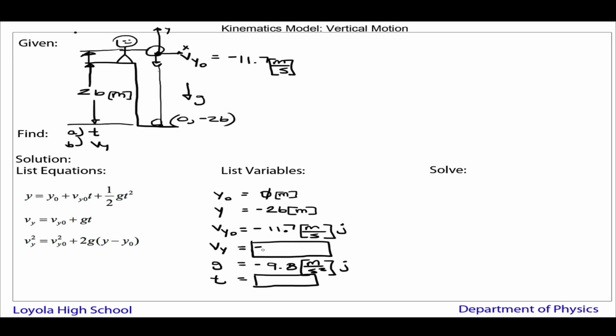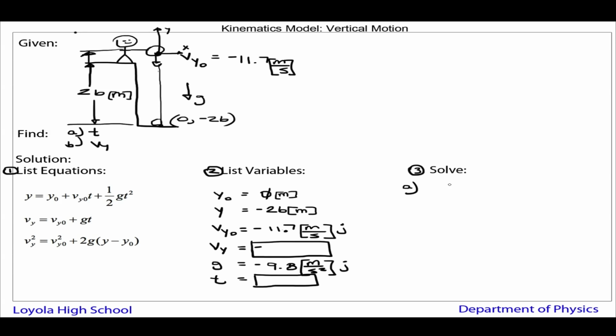So we need to find the velocity and the time. Velocity and time. So let's go to the solve part. So the solve part, let's say A here. And I should make a note here. We should always number these. Step 1, list equations. Step 2, list the variables. And step 3, solve. Okay, I should probably put that in my template.